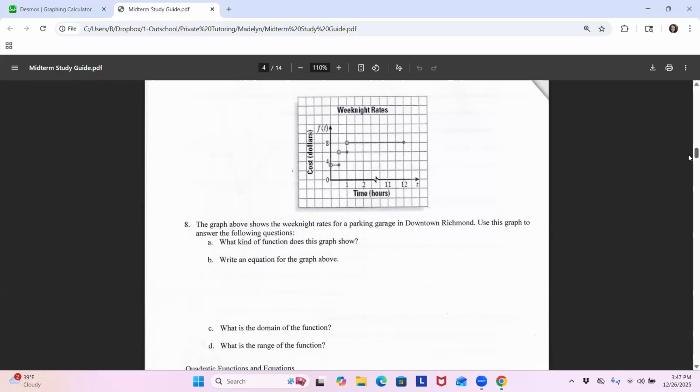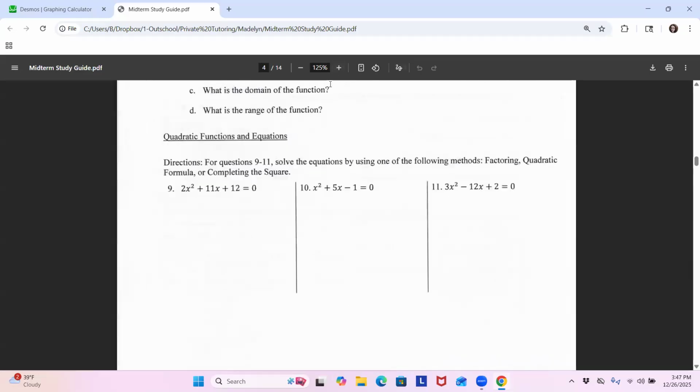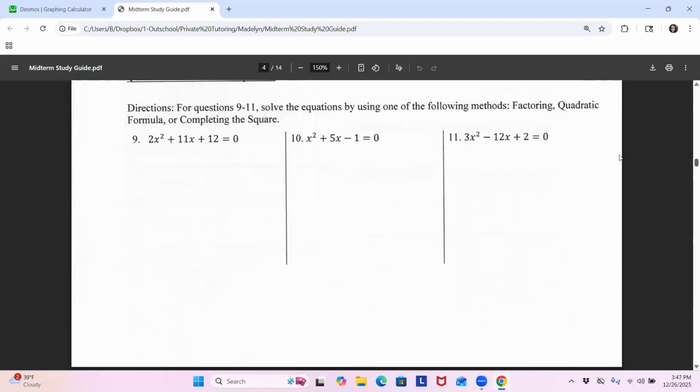These next ones, I don't mind. Solve the equations by using one of the following. We can factor, quadratic formula, or completing the square. Because it doesn't say you have to use a specific one, do whatever is easiest. To me, factoring is always going to be the easiest, but it doesn't always work. Let's look at 9. Let's see if it factors.